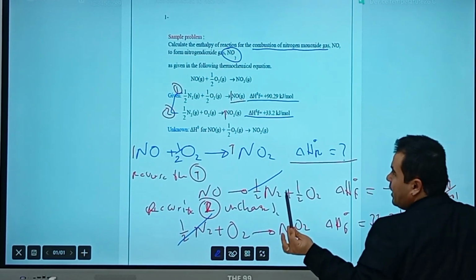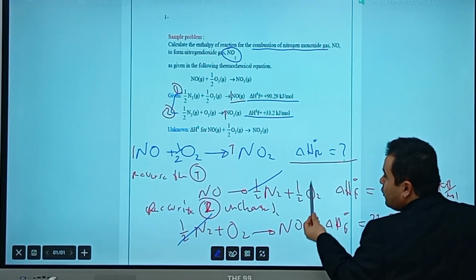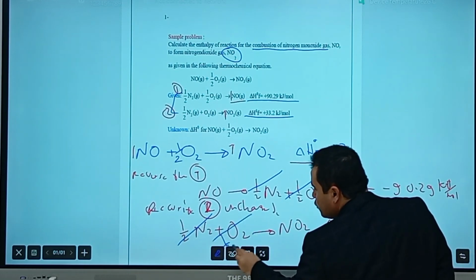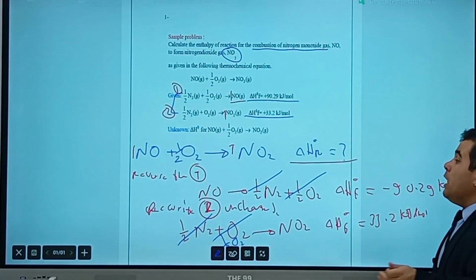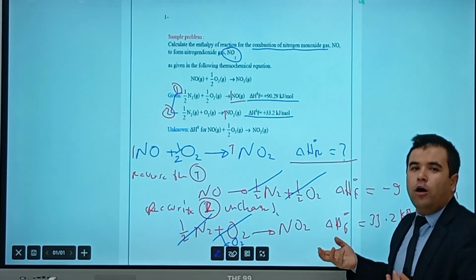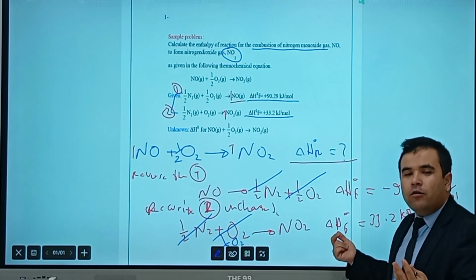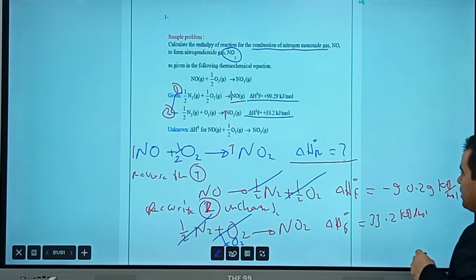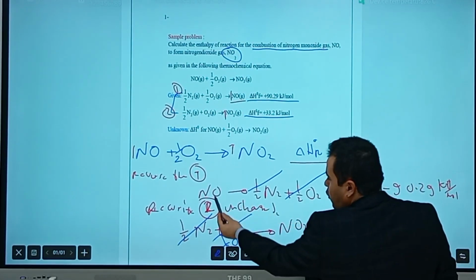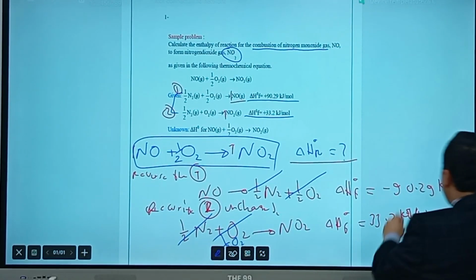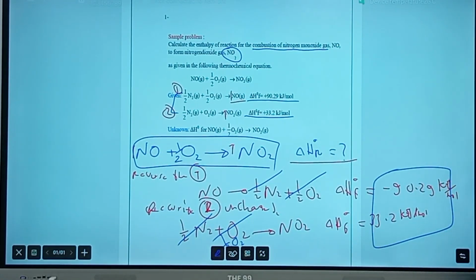NO with NO2 cannot be cancelled, guys. And here half O2 with 1 O2, the half goes with the half, 1 over 2 O2 is a remainder. If, for example, O2 is in the product, we have to add it with the half O2, it will be one half O2. So you have to know how to add the reactions. Here we will get what? NO plus half O2 forms NO2, the above equation. And then add these two, you get the enthalpy of the formation.